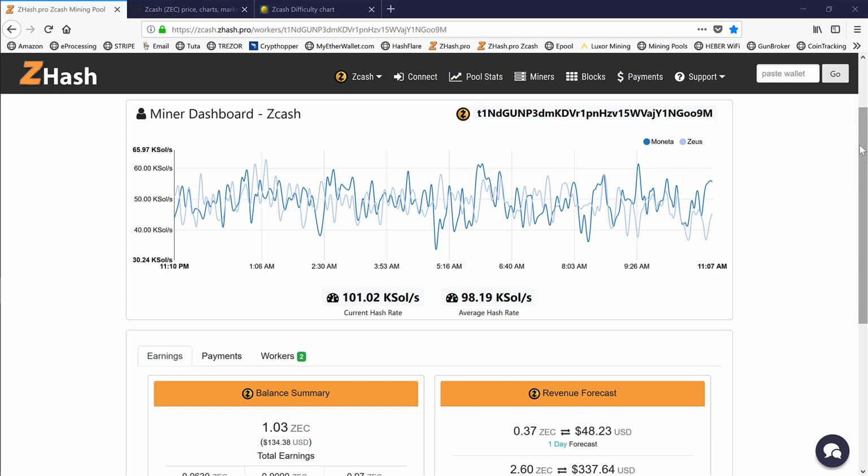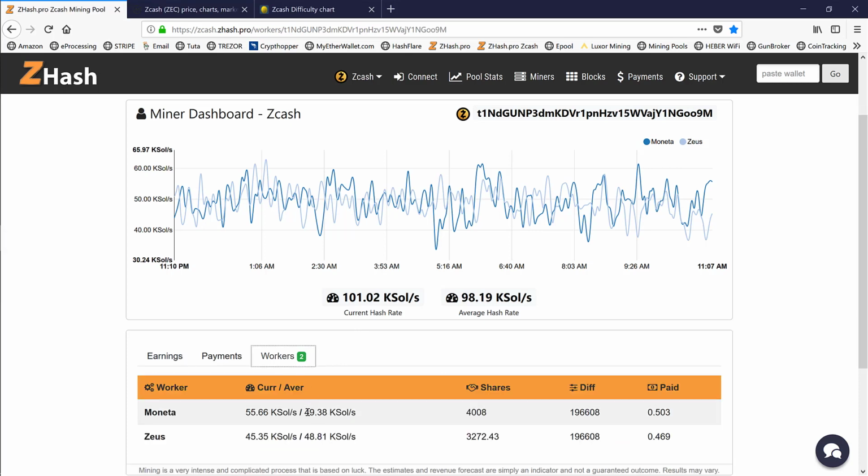Let's take a look at what these miners have been able to do after 48 hours of being up and running. They're averaging about 49,000 solutions per second each, for a combined rate of around 98,000 solutions a second. We are extremely happy with these results.